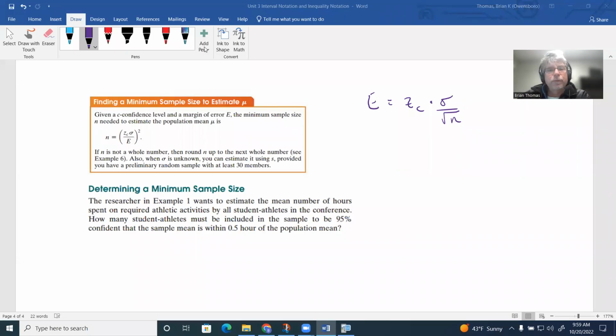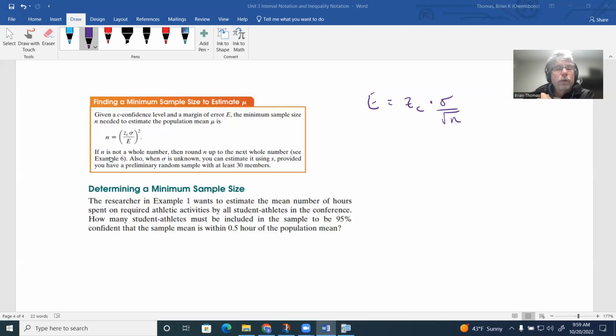As we finish up 6.1, one last thing they want us to get into is finding a minimum sample size to estimate the population mean, which we use the symbol mu for. So they're going to build off of a formula. Given a confidence level and a margin of error, the minimum sample size n needed to estimate the population mean is going to be using this formula here.